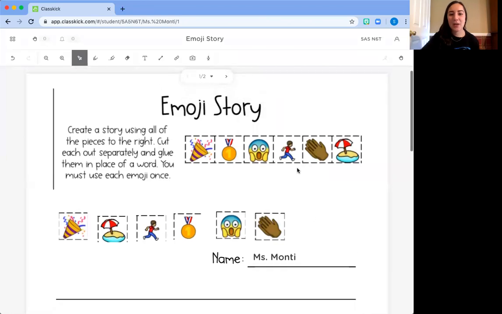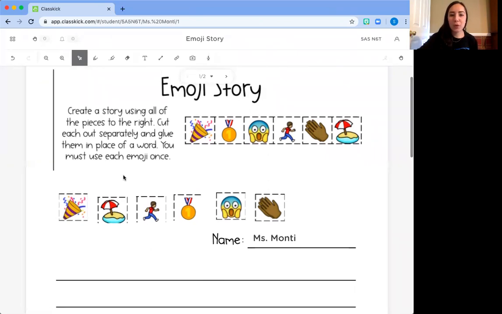Okay, so emojis are these little pictures that people usually use in texts. So it says create a story using all of the pieces to the right, but you don't need to use all of them. Use as many as you can. Cut each out separately and glue them in place of a word. You must use each emoji once. Like I said, use as many as you can.